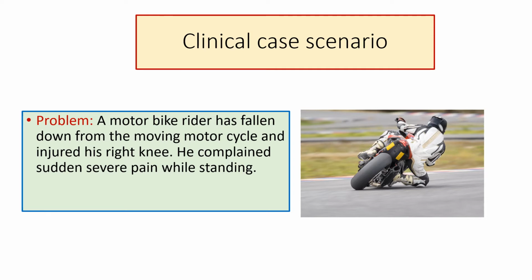A motorbike rider has fallen down from the moving motorcycle and injured his right knee. He complained of sudden severe pain while standing. So this is the clinical case scenario which we are going to discuss to understand the importance of the anterior cruciate ligament.